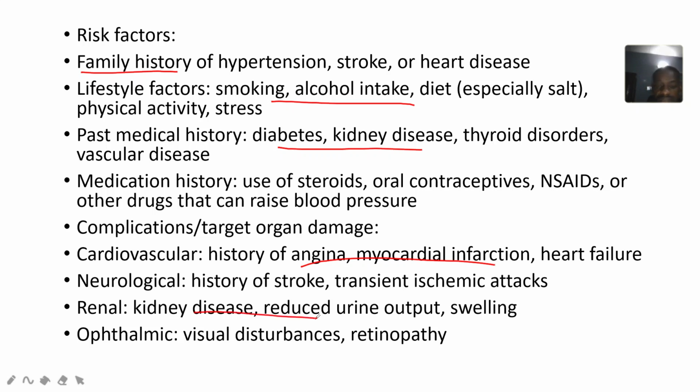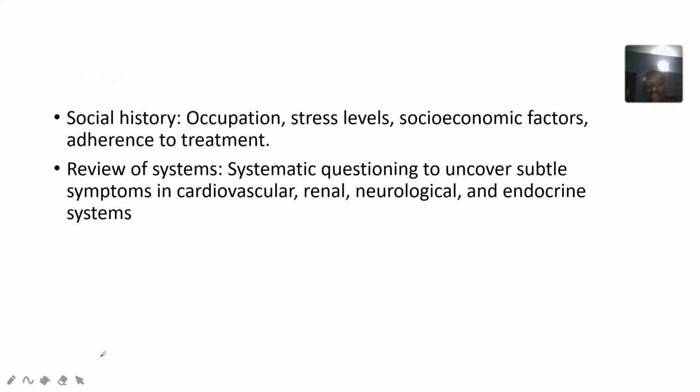kidney disease, reduced urinary output, swelling, and also the ophthalmic and the visual disturbance side, and also retinopathy. So on the eye, you are trying to find the complications in different other systems of the body too. Hypertension sends a lot of complications to different places. So you are trying to establish those complications. You're also trying to know where they work, how much stress they are exposed to, how rich they are. Okay. And this will make you know that if I prescribe this drug, the patient can be able to afford and buy it. Do you understand?